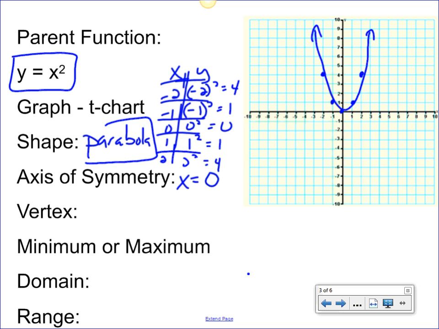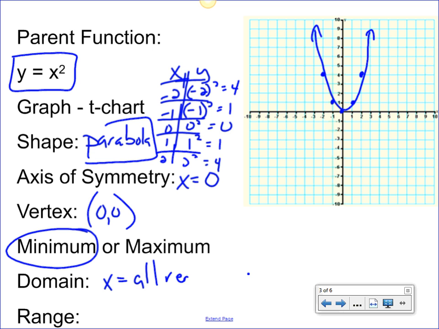The vertex is the high or low point, or you can also look at it as the point where it changes direction. I'd say the vertex of this one is (0, 0). And is that a minimum or a maximum? Since it is opening up, we would say that is a minimum point. The domain, again, is the possible x values. For this, the x could be all real numbers. There's no number that you could not put in for an x value and get an answer out.